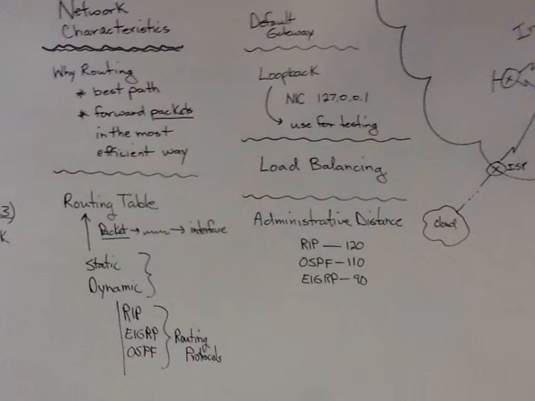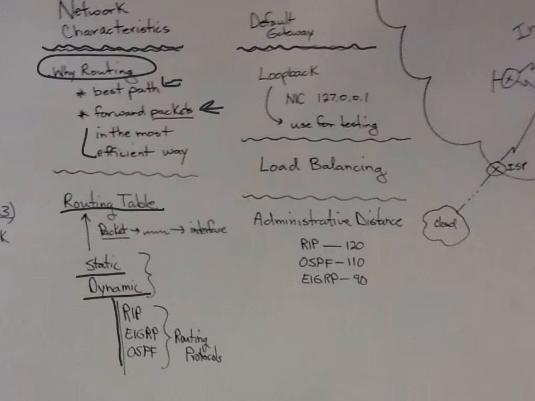Network. We can talk about the characteristics of a network. We talked about the default gateway. Why routing gives us the best path, forwards packets in the most efficient way. We create a routing table basically two ways. We can create static routes, or it can learn them dynamically using routing protocols like RIP, EIGRP, or OSPF. We usually use a combination of both of these.